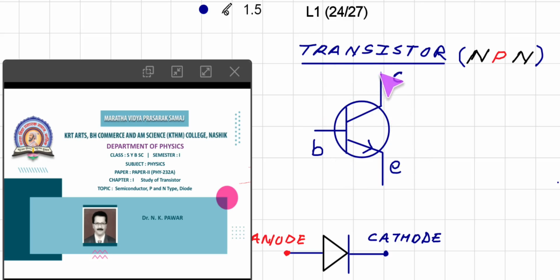So here, as you see in the figure, this is the symbol of the element transistor, which consists of three terminals: emitter, base and collector. Note that this transistor is of NPN type. So we should understand what is NPN type, what is PNP, and what is a transistor.